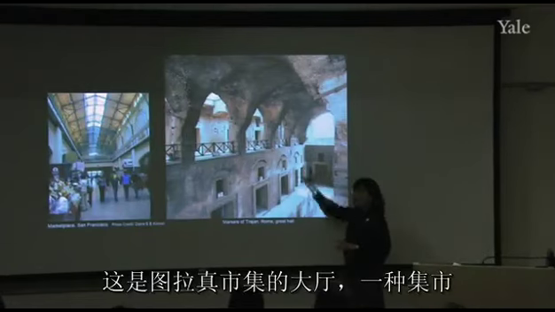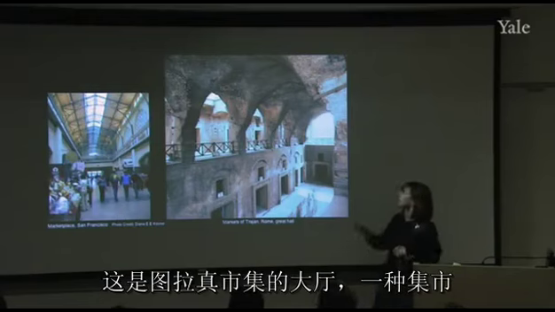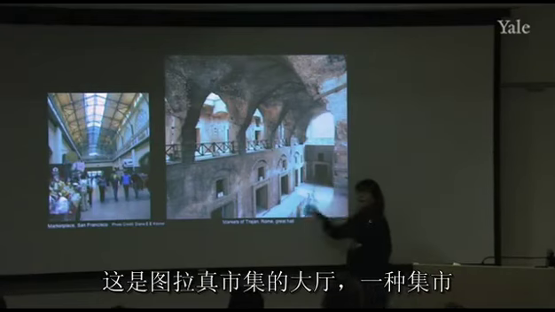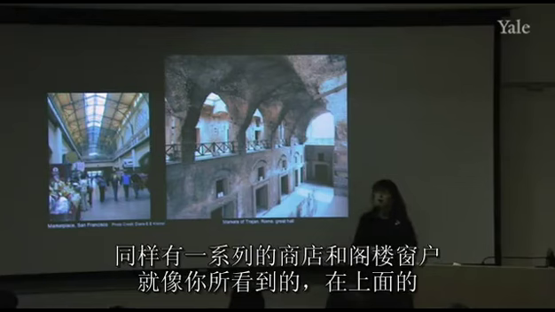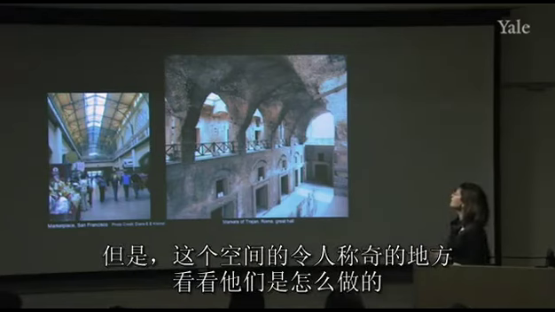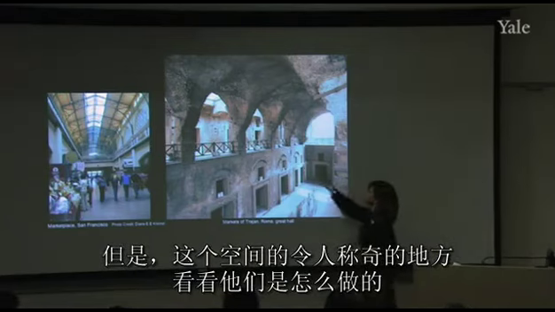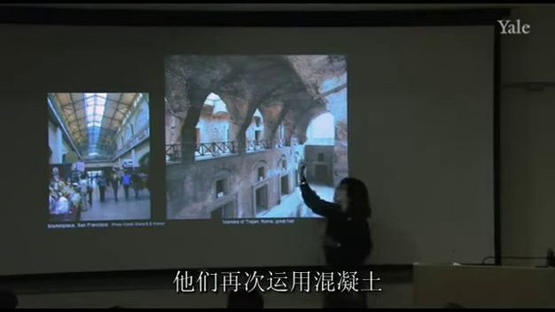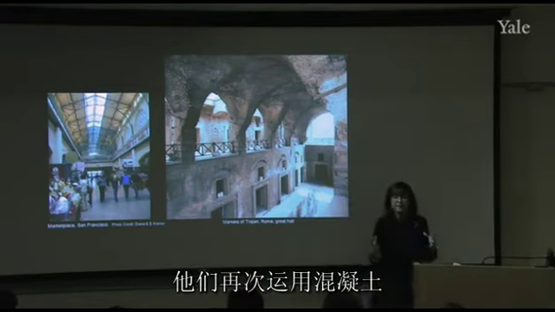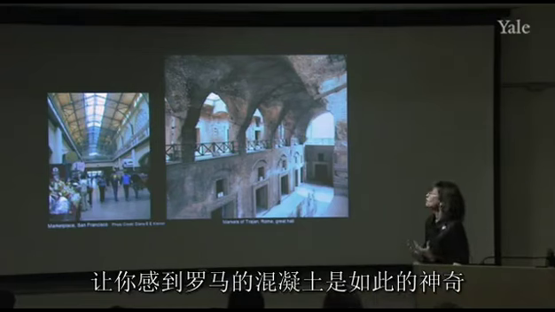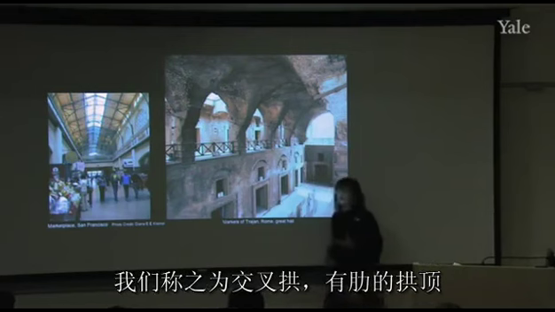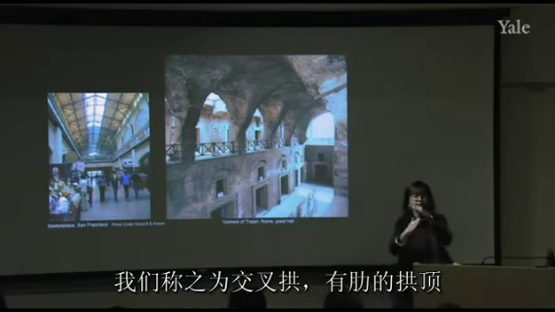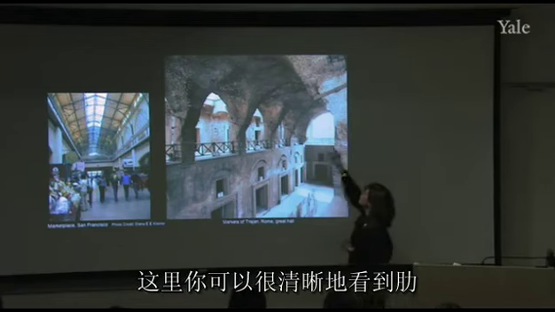And then there's this. This is the great hall of the Markets of Trajan in Rome, a kind of bazaar, which also has a series of shops and also attic windows, as you can see above. But then the particular marvel of this space is, look what they've done above. They're using concrete, once again. This gives you some sense of the miracle of Roman concrete. Using concrete, they have created a new kind of vault, which we call the groin vault, which is a ribbed vault, and you can see the ribs very clearly here.